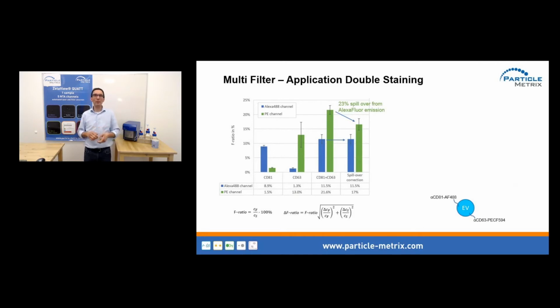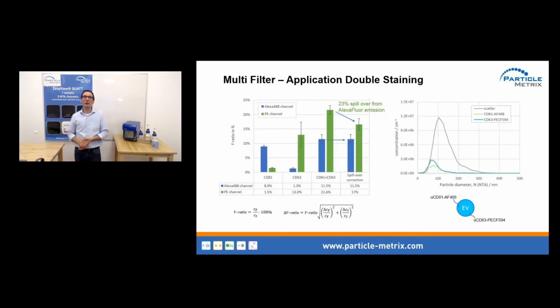And when you have both of them, you have quite a nice signal, and this is in quite good correlation with the single staining. As I mentioned, the CD63 signal is larger, and this is because the Alexa Fluor is also adding some signal, and this, of course, has to be corrected. And then it really represents the single stainings very nicely.